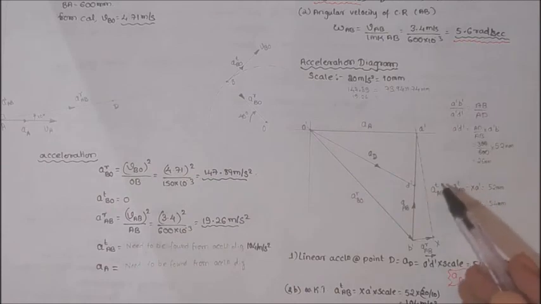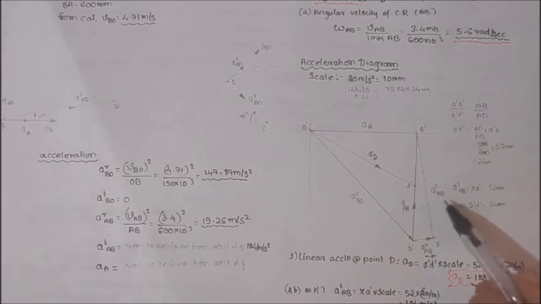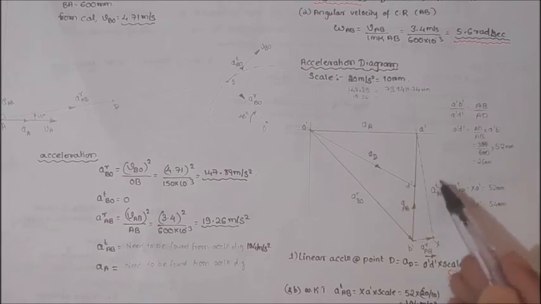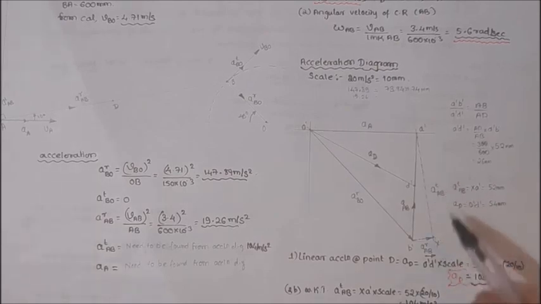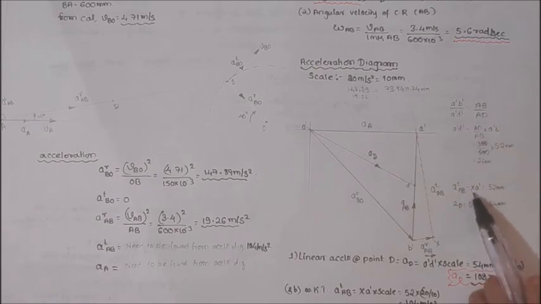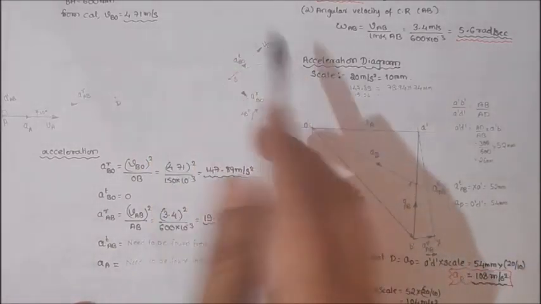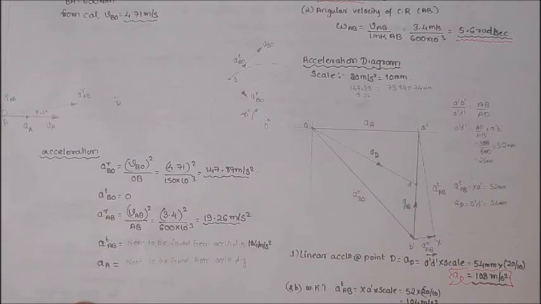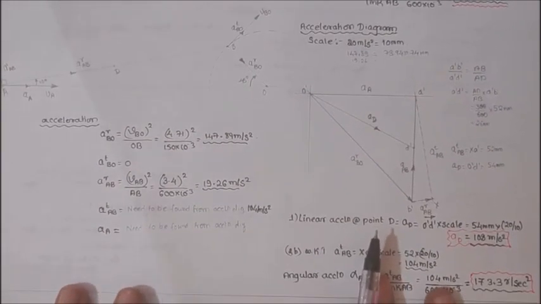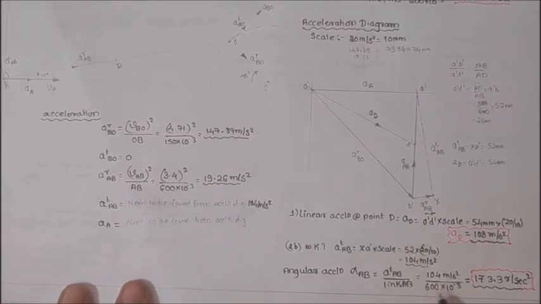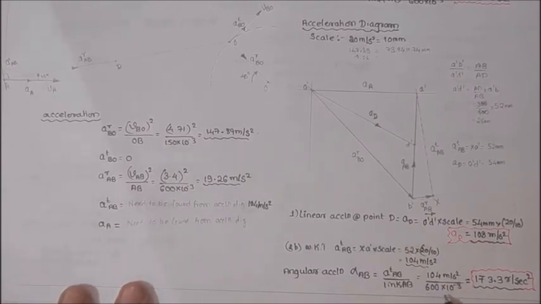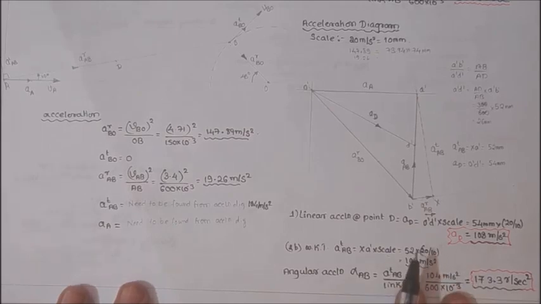Next we need to find out the angular acceleration of link AB. So for that we require the tangential component by the link AB. So for finding out the tangential component, measure the vector X to A dash. So that we will be getting X to A dash, measurement will be 52, multiplied by scale, will be getting 104 meter per second square. So then divide it by the link AB, which is given in the data, which is the true length. So after dividing, what you will be getting? You will be getting 104 meter per second square by 600 into 10 to the power minus 3, 173. So these are our answers.